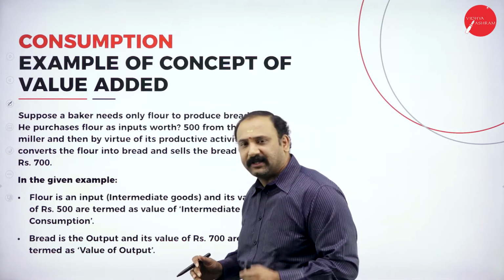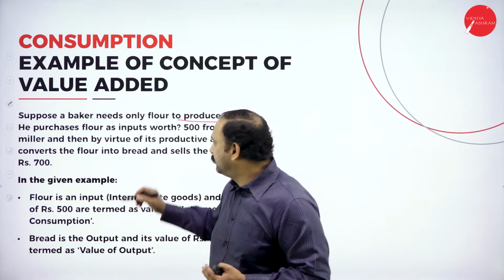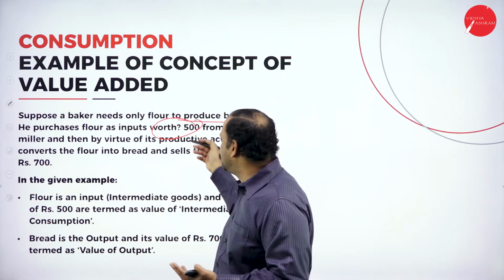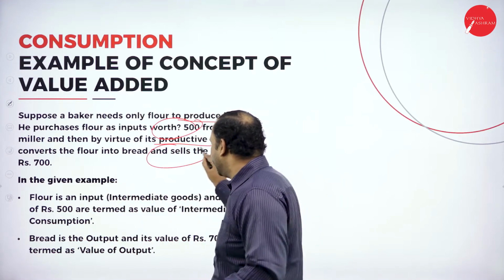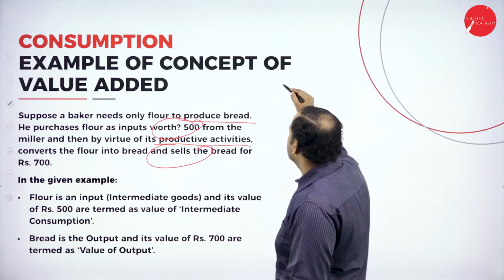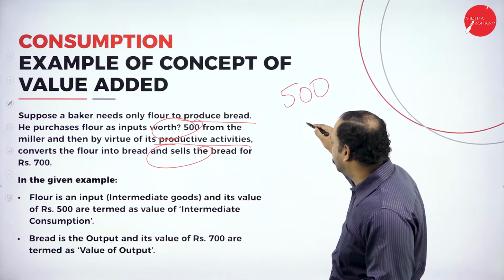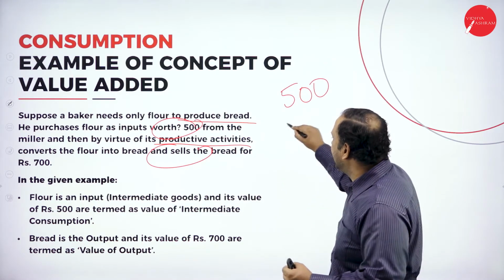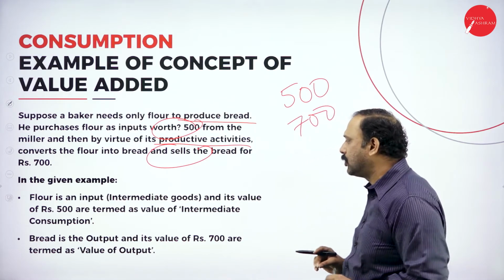Suppose a baker needs only flour to produce bread, which he purchases as an input worth 500 rupees from a miller, and then by virtue of his productive activity, he converts the flour into bread and sells it for 700. So he bought flour or wheat at 500 rupees. But then when he converts that wheat or flour into bread, he's going to sell it at 700 rupees. So the difference now is 200 rupees that we are going to talk about.